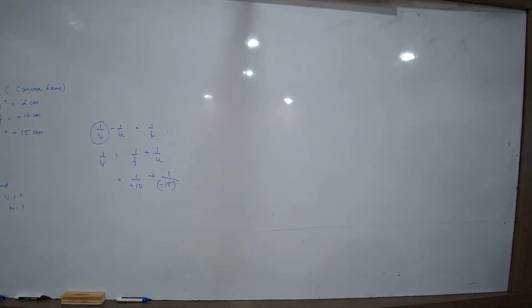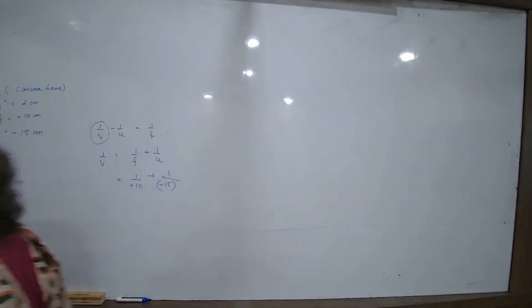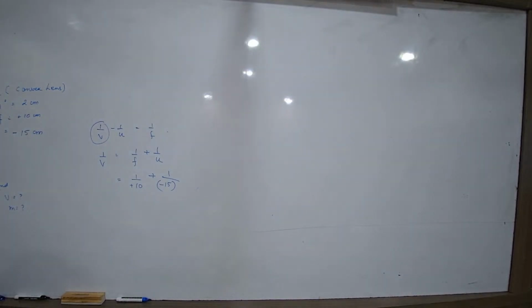Did you notice something? Last sum also it was 10 and 15. Here also it is 10 and 15. But the last sum was for a concave lens, and now we are doing it for convex. So the only thing is the sign difference. Did we understand all the steps? Once we get till here, then the rest is very simple.